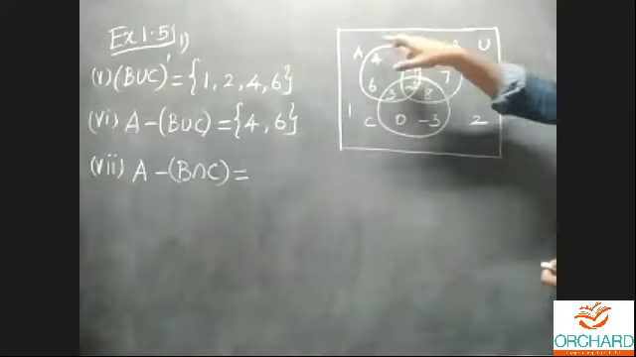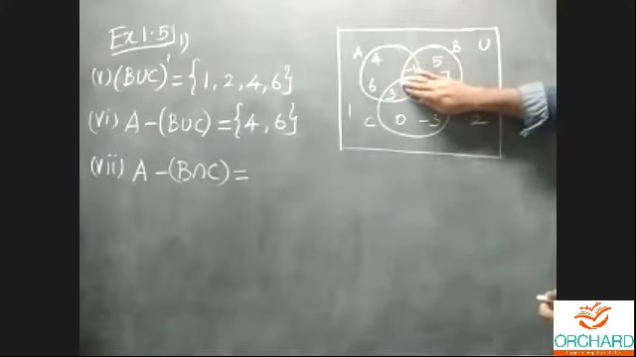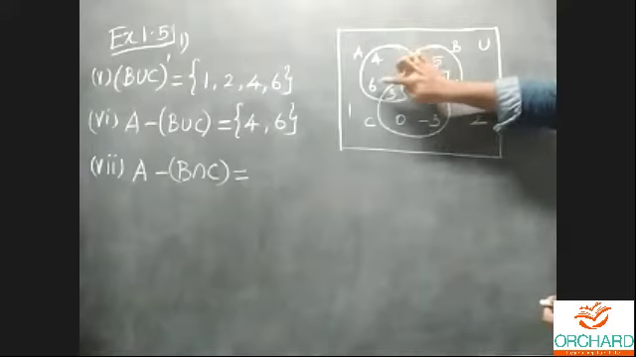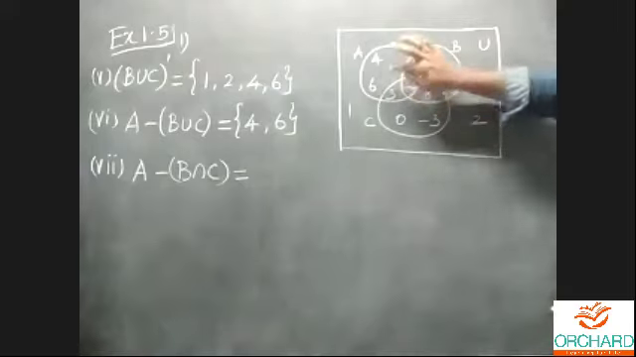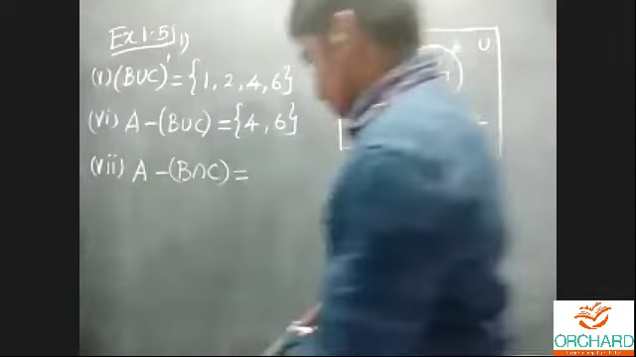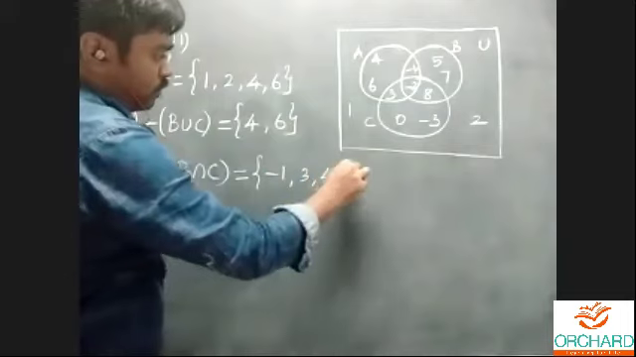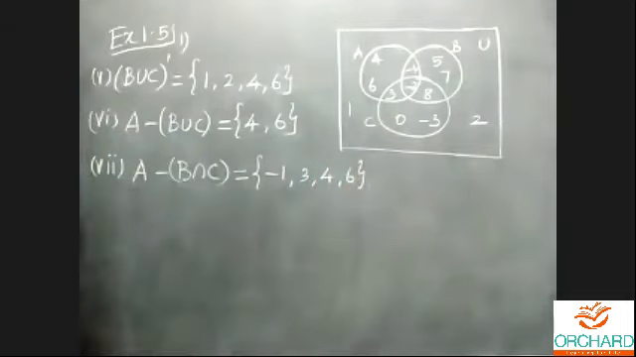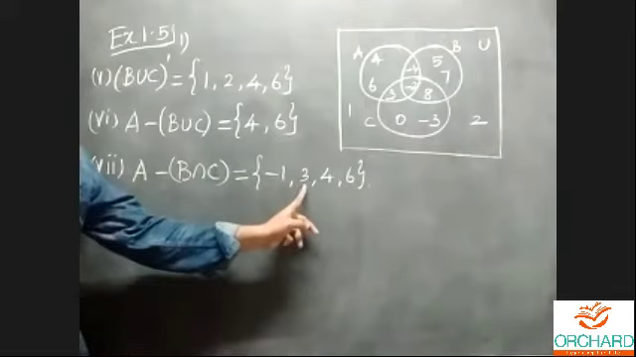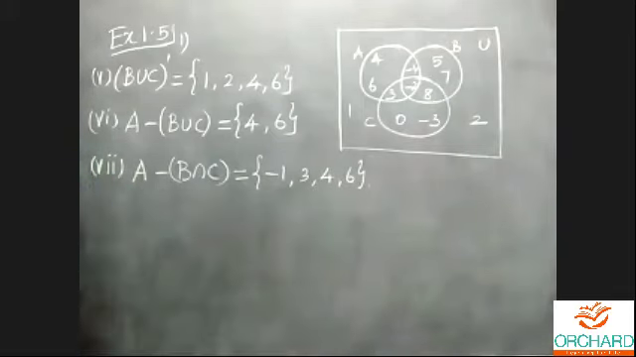What is the balance element in A? Hide this element. -1, 3, 4, 6. Okay. Yeah, this is the element of A difference B intersection C. A difference B intersection C is equal to -1, 3, 4, 6. I complete the seventh subdivision.